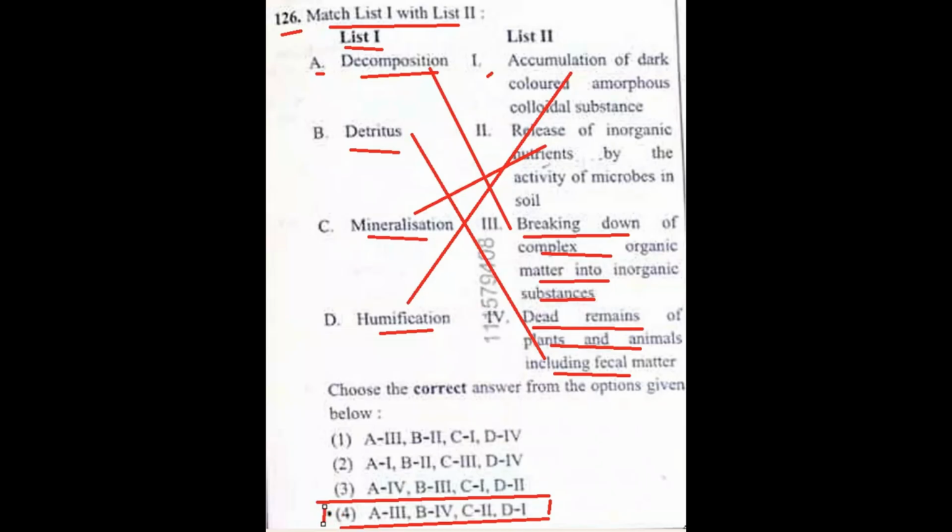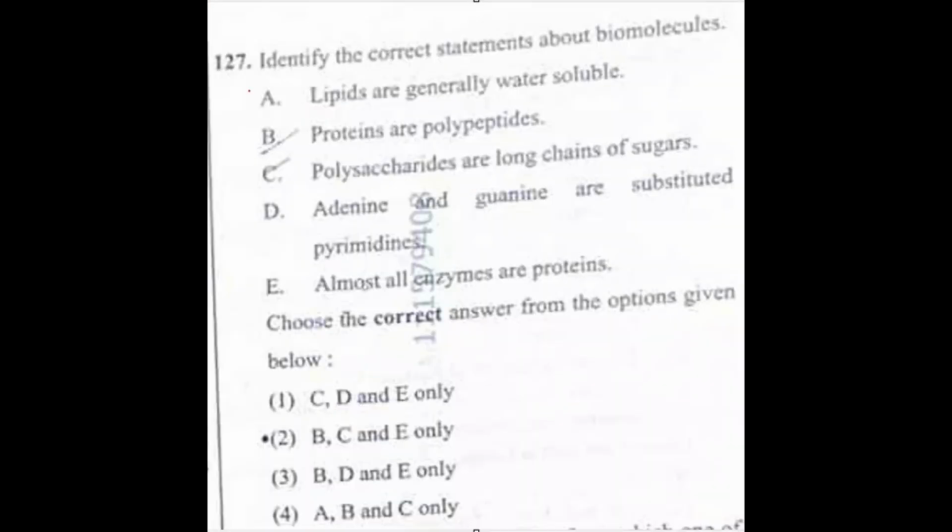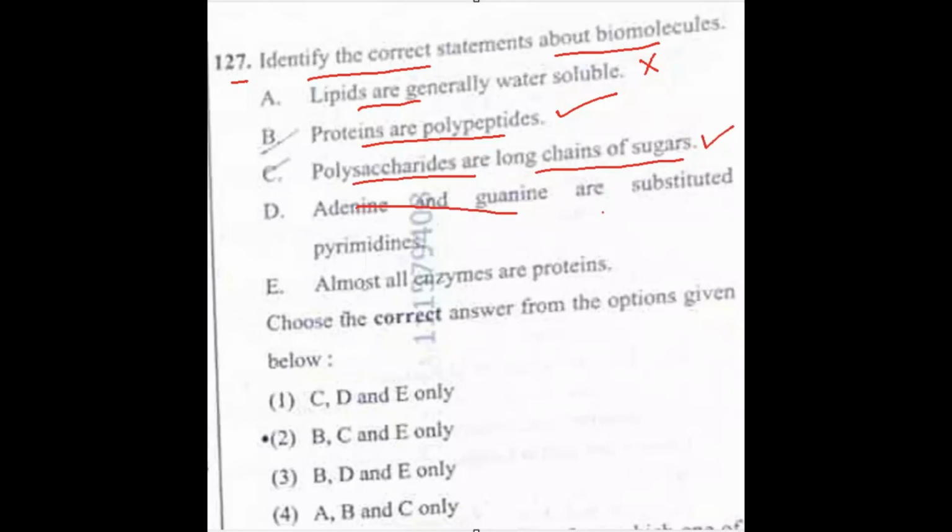So this is the correct answer, option 4. Question number 127. Identify the correct statements about biomolecules. Option A, lipids are generally water soluble. No, they are not water soluble. B, proteins are polypeptides. That is correct. C, polysaccharides are long chains of sugars. That is also correct. D, adenine and guanine are substituted pyrimidines. No, they are not substituted pyrimidines, they are purines.